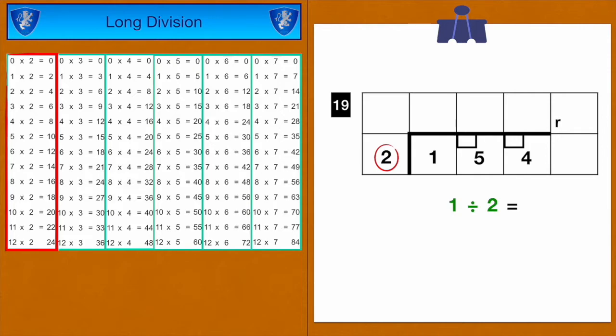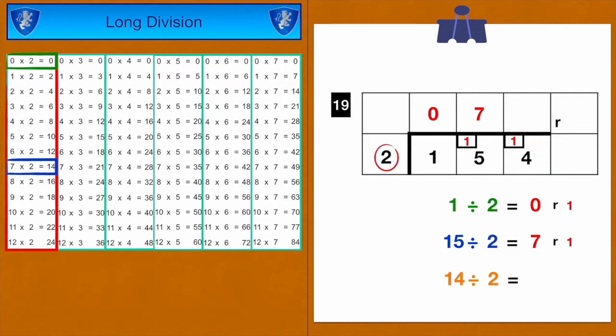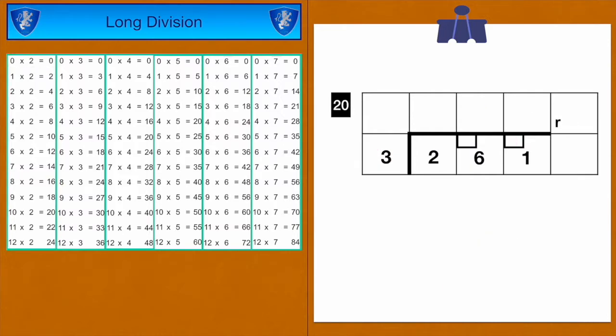1 divided by 2 is 0, so we have 0 and 1 there, making it 15. So 15 now, your second step will be 15 divided by 2 is 7, because 7 times 2 is 14, and a remainder of 1. Your third step gives me 14, 14 divided by 2 is 7 exactly, and you got no remainders.